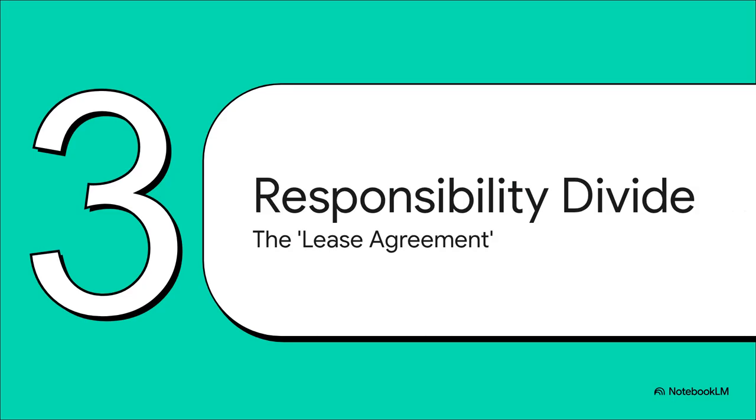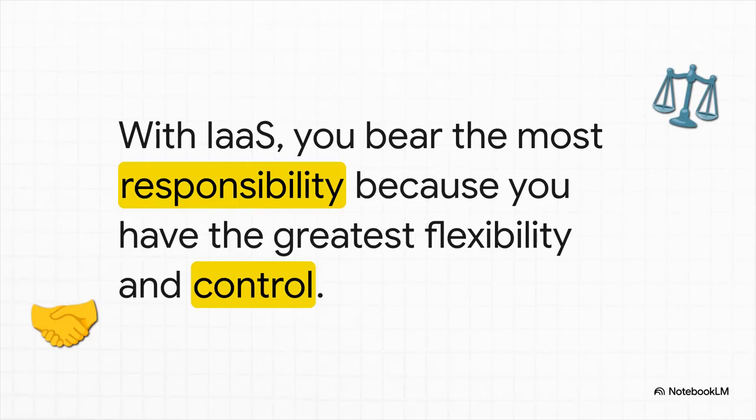Now, this split in who does what isn't just some casual handshake agreement. It's actually a formal concept in the cloud. Think of it as the official lease agreement for your plot of land, spelling out exactly who's on the hook for what. And this lease agreement has a name. It's called the shared responsibility model. The key thing to get with IaaS is that the scale is tipped heavily in your direction. Since you get the most control to build whatever you want, you also carry the most responsibility for keeping it all safe and running smoothly.